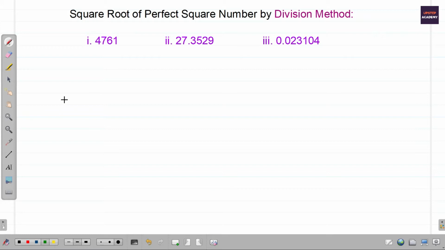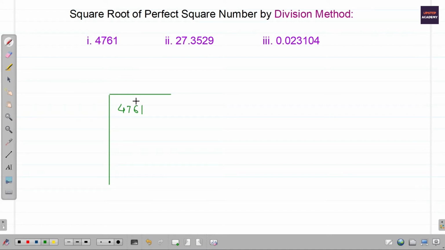In this tutorial, we are going to see how to find out the square root of a perfect square number by the division method. In the very first example, 4761, we will see how to find out the square root of it, which is a perfect square number. So for that purpose, let us put two lines for doing division. After that, we will form the groups.